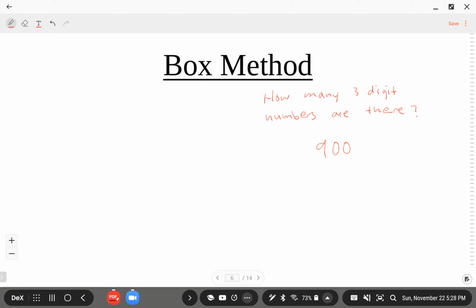It's just a matter of subtracting numbers, right? You just literally subtract some numbers, count some numbers, and you get 900, right? You can count all the 3-digit numbers. It's common knowledge, right? Or you could go to Google and search it up.